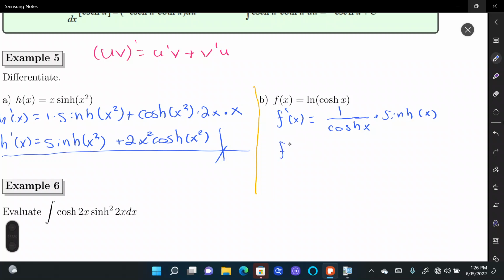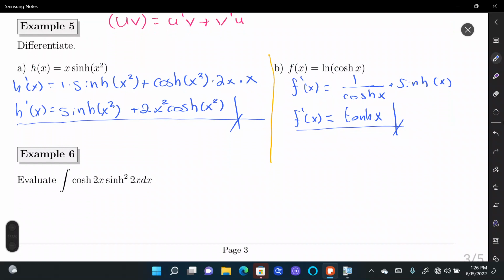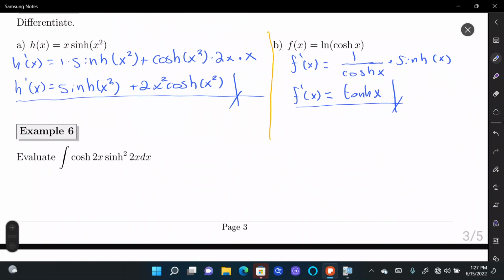And in this case, if we combine these two together, what is sinh over cosh? We can simplify this really nicely, actually. It's a tanh, right? Tanh x. Of course, the same differentiation rules apply: product rule, chain rule, logarithms, even implicit differentiation. I mean, everything can come up over here.